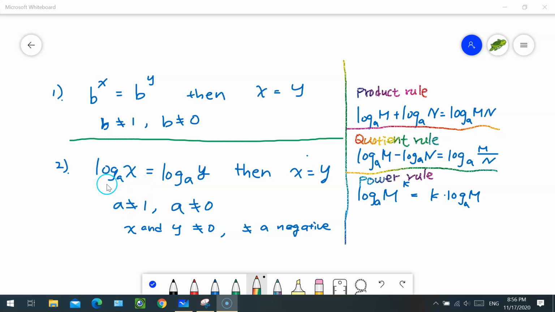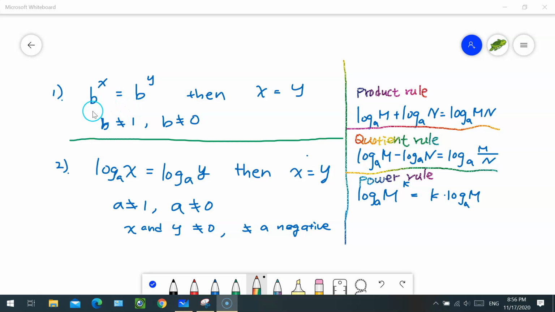5.6 Exponential equations and logarithmic equations. Before we solve examples, we need to understand some rules. We need to use them to understand the concept before we solve the equations.